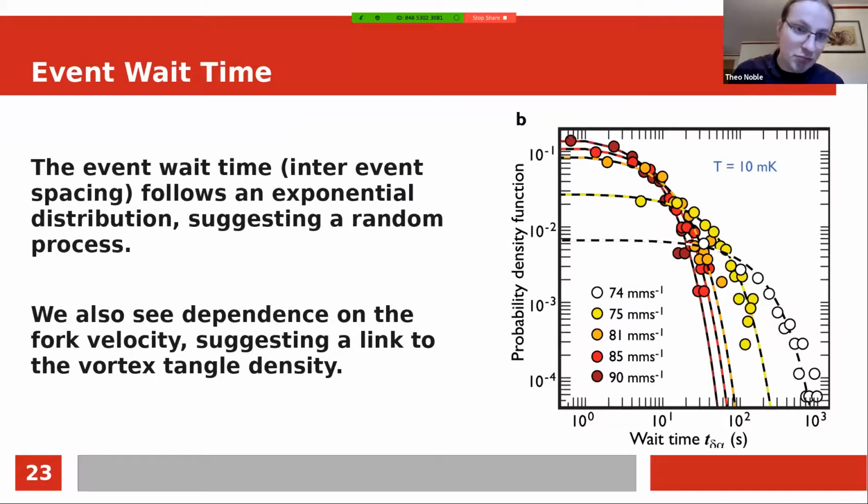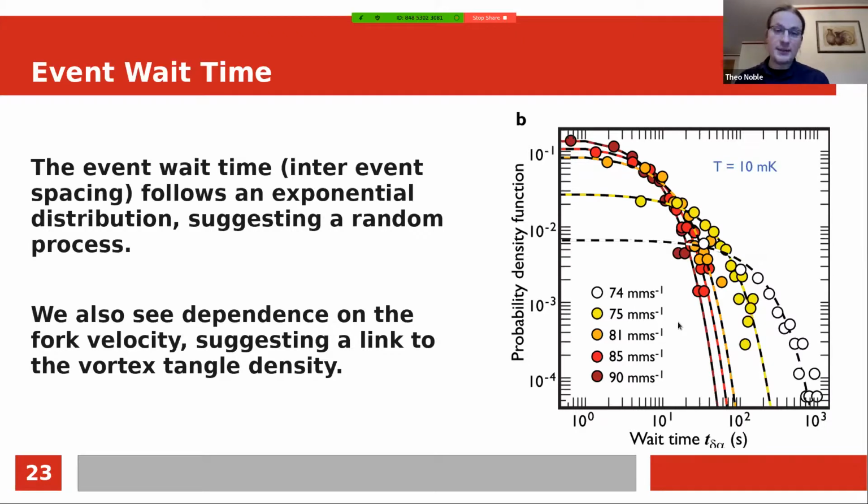From this, we can do some other things as well. We can start looking at the wait time between events. This is how long between vortex interactions on the nanobeam, and we could measure this at different fork velocities. What you can see is what you would expect: as the fork velocity increases from 74 millimeters per second to 90 millimeters per second, the wait time between events significantly decreases. At the lower speed, we have wait times on the order of 1,000 seconds, while at the fastest speeds, you are waiting 20 seconds between events.